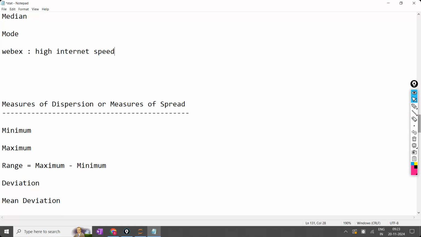Your mobile data has 4G or 5G, which may have more Mbps when compared to your Wi-Fi. You can check the internet speed, right? Check your Wi-Fi internet speed and at the same time your mobile data internet speed also, and whichever is higher, choose that one for your WebEx and relogin. Okay, this is the first one.